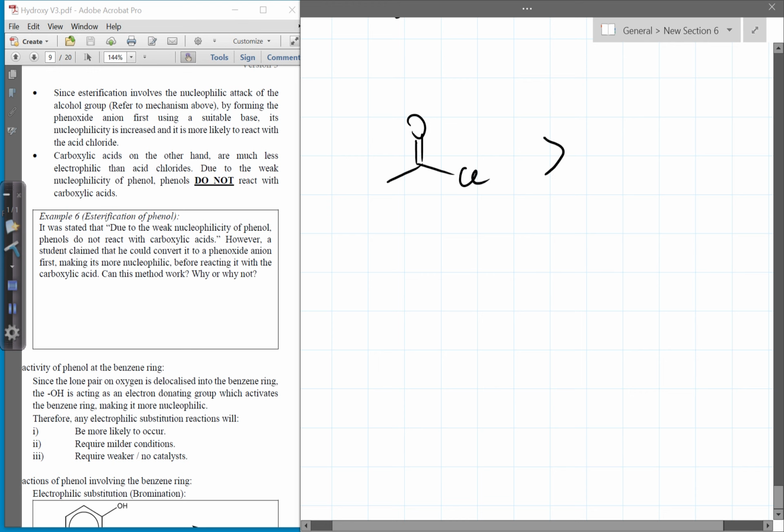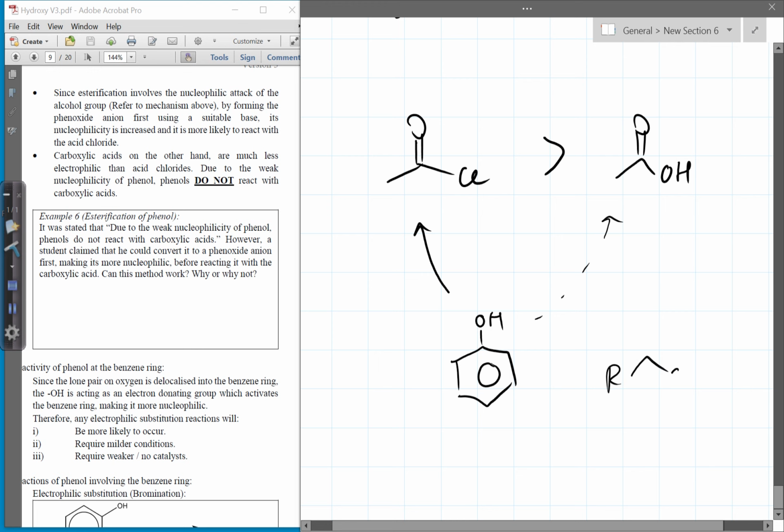They know that this is more reactive than this, right? So since your phenol, which is already low in nucleophilicity, right, you only react with this, and of course you won't react with this. For your alcohol, right, normal alcohol, this is very reactive, so of course you can react with both of these, right? It also makes sense to think that if alcohol reacts with this, it must react with this, because this is even more reactive than it, correct? It's quite logical, correct?